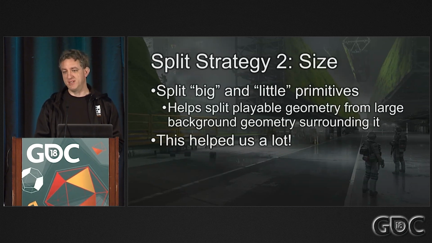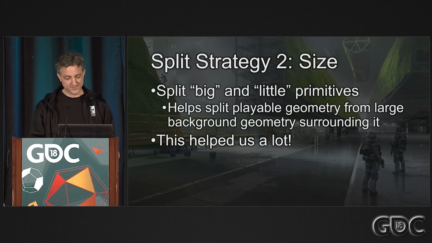Strategy number 2 is a unique one to us, I think. We just take all of the big ones and put them in one list. I think if it's over half the size of the parent box. And we put the little ones in another list. This really helps when you have playable geometry in the middle of giant background geometry, such as a skybox. It separates all of that big geometry you almost never collide against from all of the detailed geometry you collide against a lot, and keeps from making weird hierarchies. So this helped us a lot.